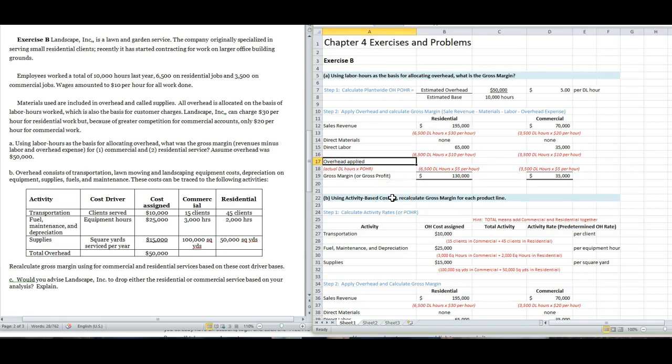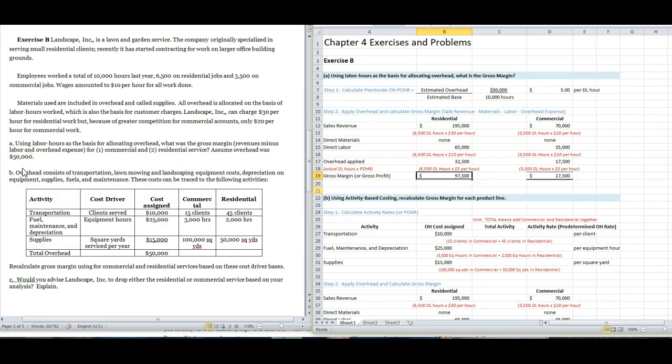Now we get to our overhead applied. Remember, when we apply overhead, we take the actual amount of the base, which is direct labor hours, times the predetermined overhead rate, which we just calculated at $5 per direct labor hour. So we're going to take the number of direct labor hours for residential times our predetermined overhead rate of $5. And for commercial, we're going to use the 3,500. And I've put formulas in here to give me gross margin or gross profit. This is sales minus direct materials, direct labor, and overhead. You'll see residential had a margin of $97,500 and commercial is $17,500.